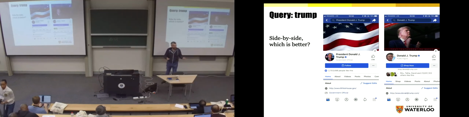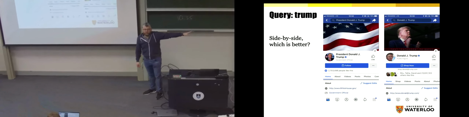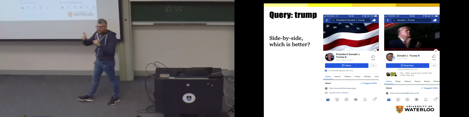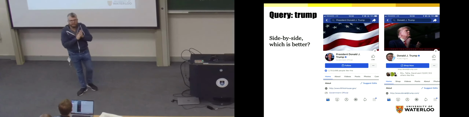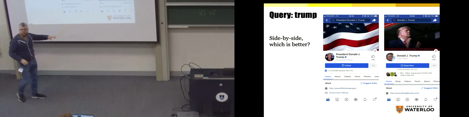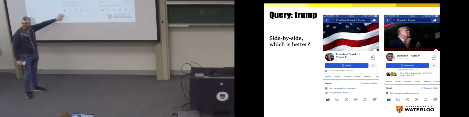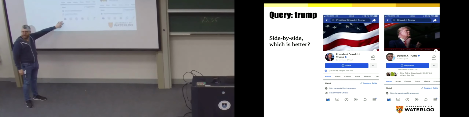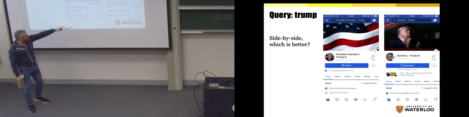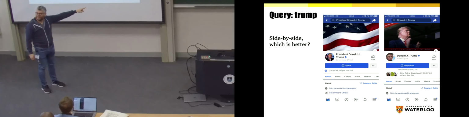Which of these is better? There is a correct answer. Okay? They're both, a human would label both of them as perfect. Right? So somebody who's more familiar with US politics, Doug, which is a better result for Trump? The one on the right here. Why is that?